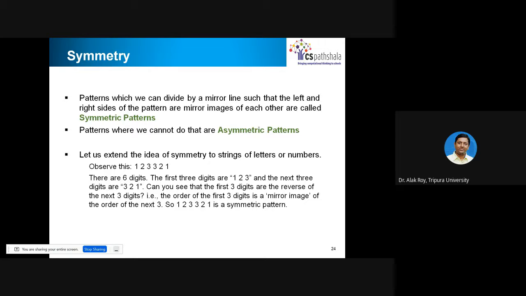A pattern which we can divide by a mirror line such that the left and right sides of the pattern are mirror images of each other is called a symmetric pattern. But patterns where we cannot do that are known as asymmetric patterns. If you observe this number 1, 2, 3, 3, 2, 1, it is also a symmetric pattern, because if you see 1, 2, 3, the reverse will be 3, 2, 1. This is known as a symmetric pattern.